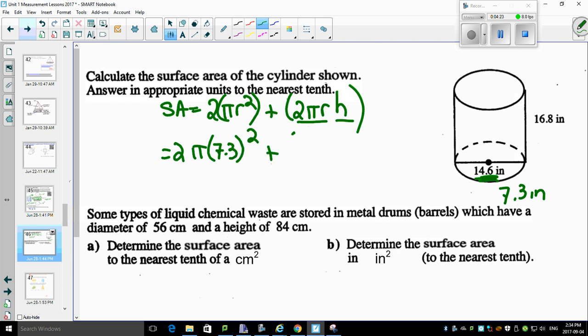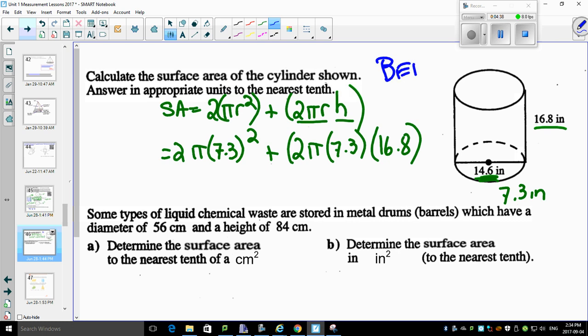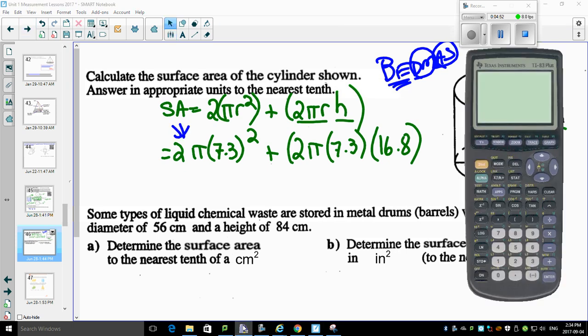Okay, plus your 2 times pi times 7.3 times the height, which is 16.8. Do these calculations separately because, of course, BEDMAS rules. Okay, right? Brackets, exponents, multiplication, division, then addition, subtraction. All right, so let's do the exponents here. Let's do this first one. Bring up my calculator. Okay, clear it from the last calculation that I did, 7.3. BEDMAS tells you to do brackets and exponents first. 7.3 squared. There it is, giving you 53.29 times our pi.